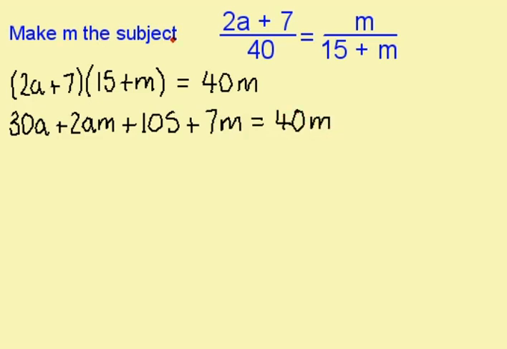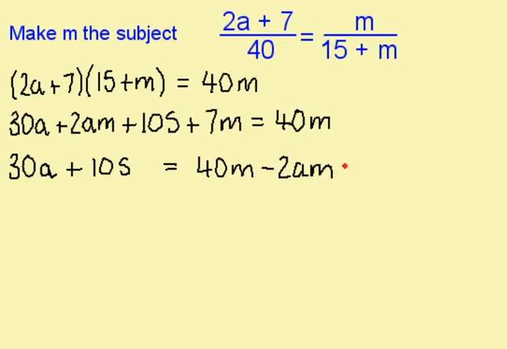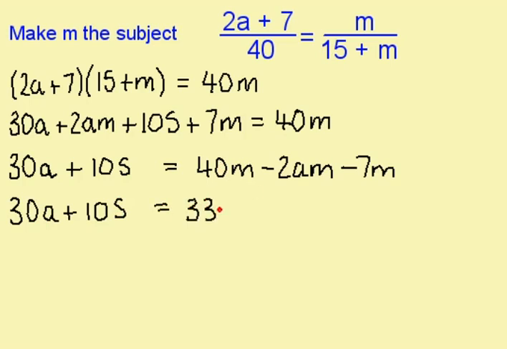Because I want to make m the subject of the equation, I need to get all the m's on one side and everything else on the other side. So I'm going to have 30a plus 105 equal to this 40m minus 2am minus 7m. I can now simplify this. So I have 30a plus 105 equals 40m minus 7m is 33m minus 2am.